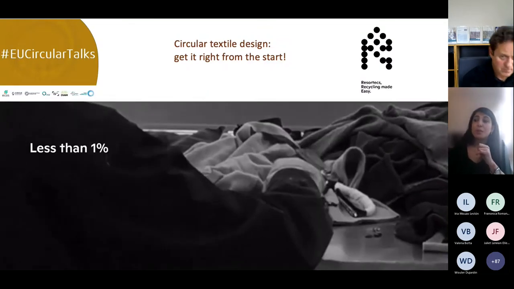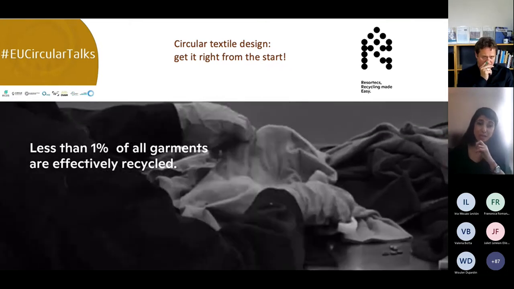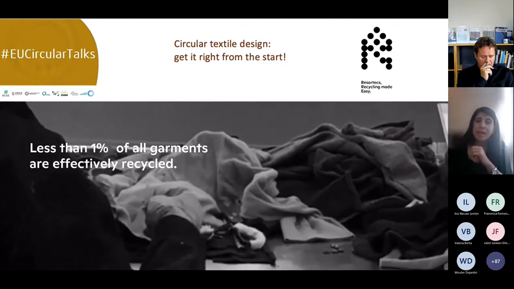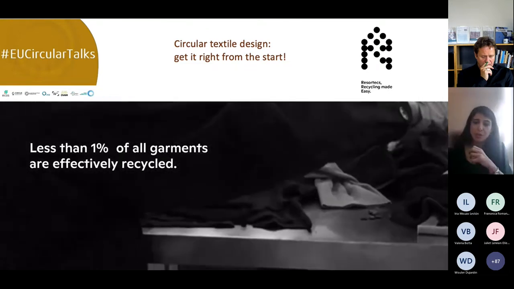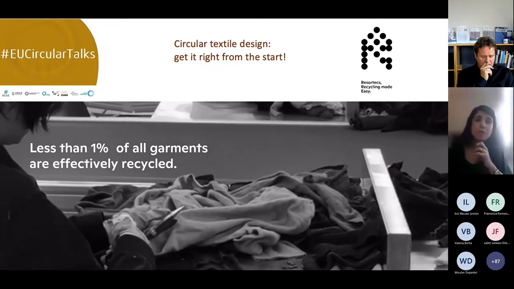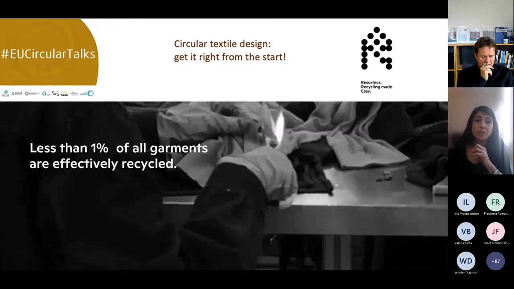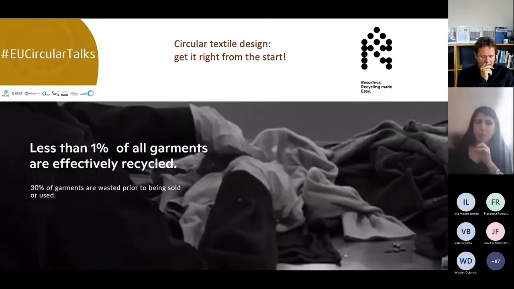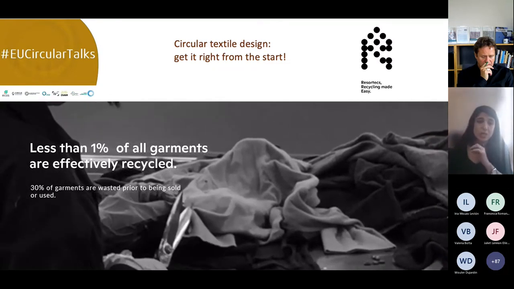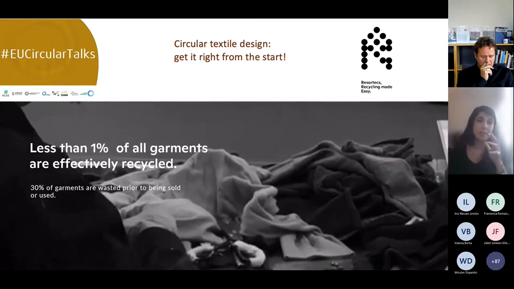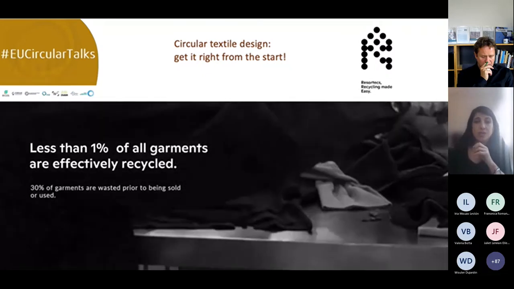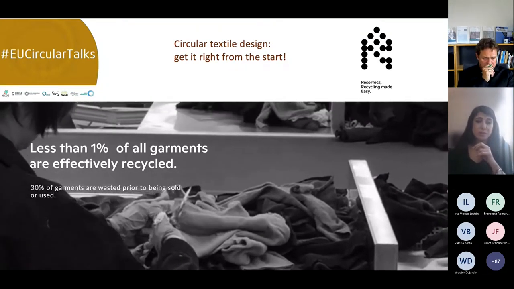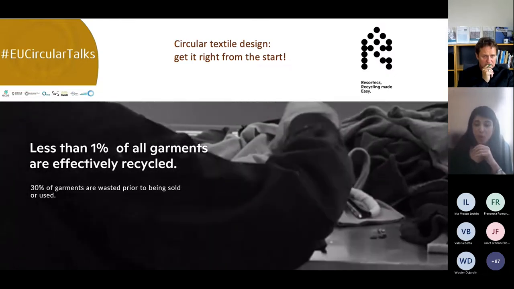As we heard this morning, less than 1% of all garments are effectively recycled, and therefore the remaining 99% are wasted, incinerated, or in landfills. And these shocking numbers are having a huge environmental impact, because the fashion industry is responsible for 10% of global CO2 emissions and for waste of $500 billion worth of material. What's even more shocking is that 30% of the produced garments are wasted before they even reach the shelves at the store, as 10% never leave the manufacturing floor, while 20% of the production resides in unsold inventory. Just to give you an example, in 2019, H&M was struggling with unsold inventory worth $4.3 billion.